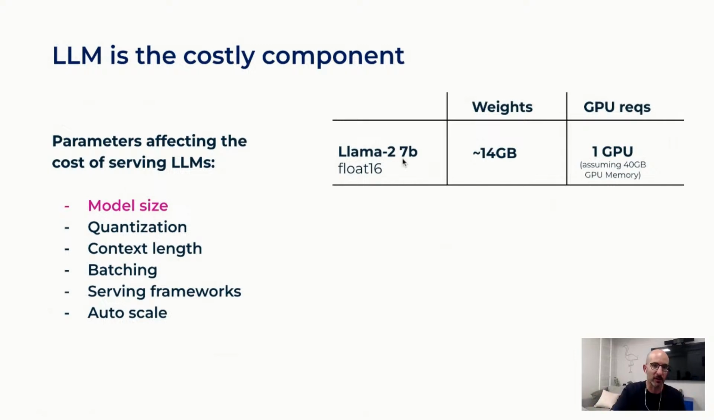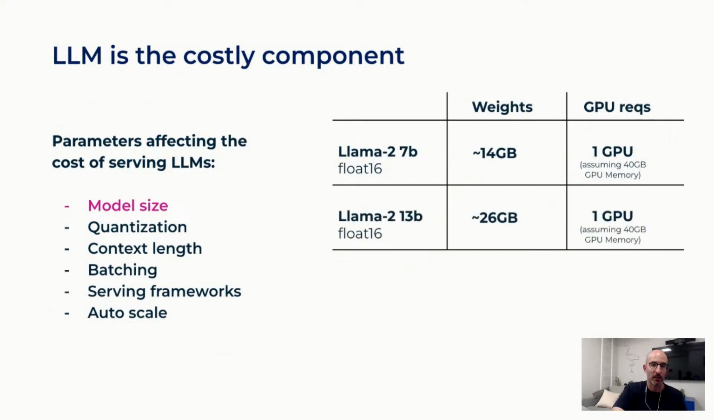So the rule of thumb is that a model with 7 billion parameters and float 16 representation will need around double the parameter size, double the model size in terms of memory on your GPU. So if you have Llama 2 with 7 billion parameters, you need around 14 gigabytes of GPU memory just for storing your model weights. And if you assume a GPU with 40 gigabytes of GPU memory, then it fits into one GPU, and you can host one Llama 2 with 7 billion parameters, float 16 on one GPU, right? If you have Llama 2 with 13 billion parameters, then you need around 26 gigabytes of GPU memory to store the weights. So that still fits into one GPU with 40 gigabytes of GPU memory.